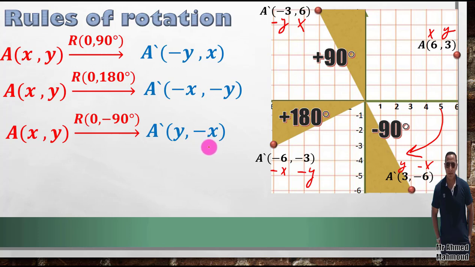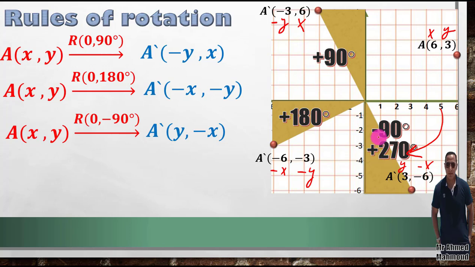Finally, if we have a triangle like this and I rotate this triangle 360 degrees, it goes back. This is 270. 270 equals negative 90.